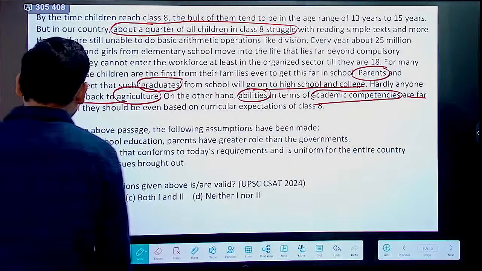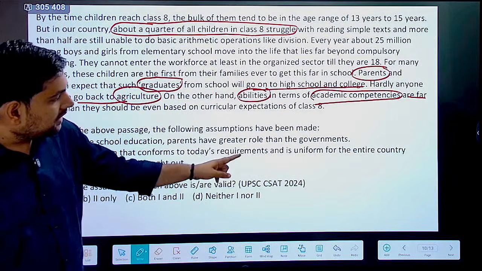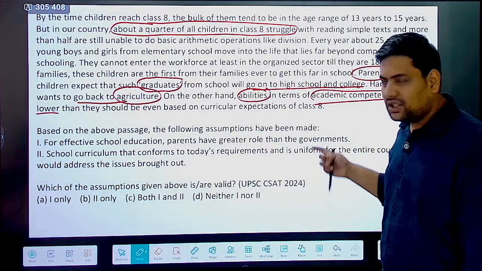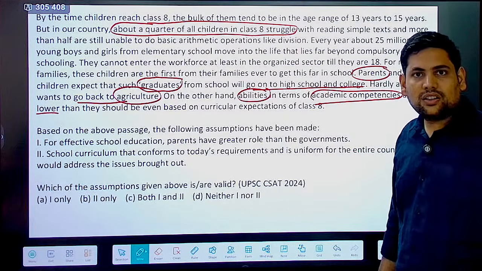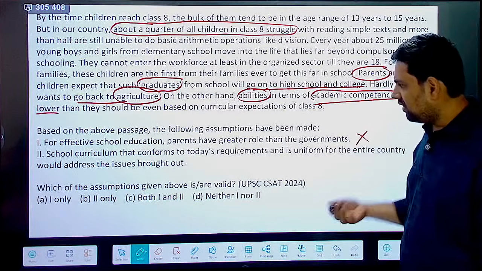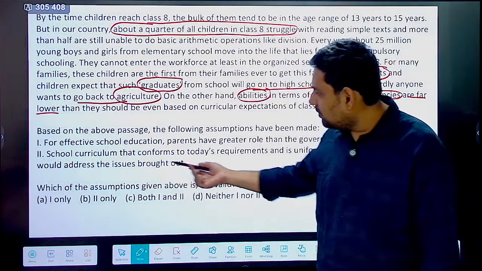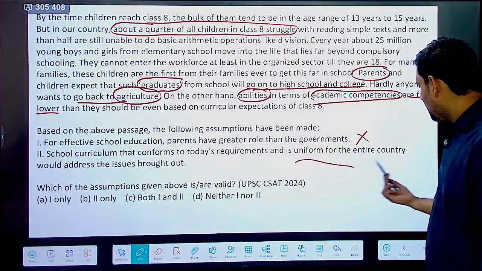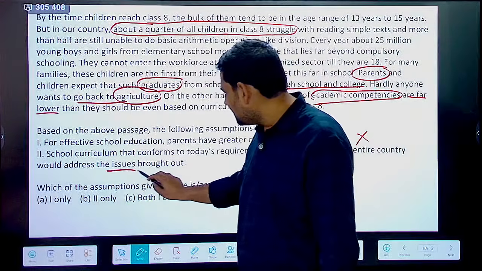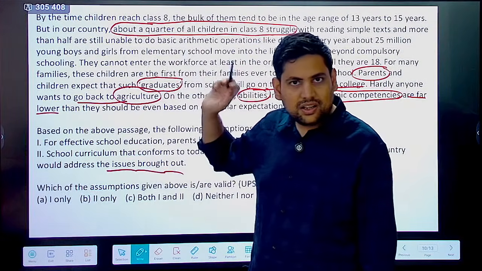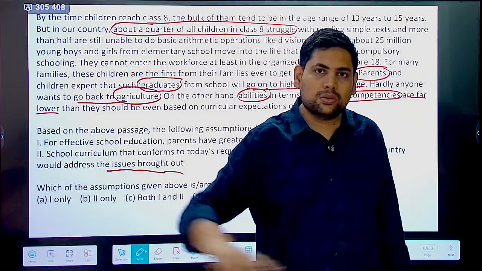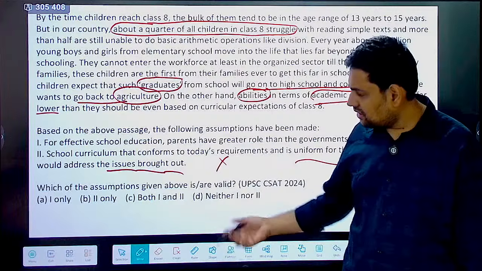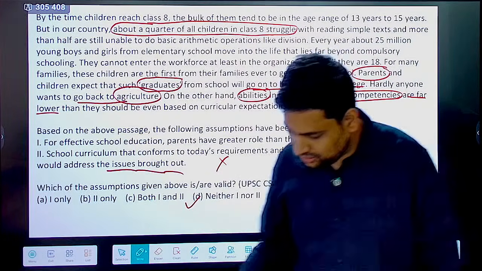Now, for effective school education, parents have a greater role than the governments. Is it saying anything like this? In fact, it is saying for many of them, this is the first time any children is going to school properly. So of course, this is not the assumption. Then school curriculum that conforms to today's requirements and is uniform for the entire country would address the issues brought out. Does it suggest this, that there should be exactly same education throughout? Correct? Does it say anything like this? No, it does not. So this is also incorrect. Answer becomes D, that is both are invalid.